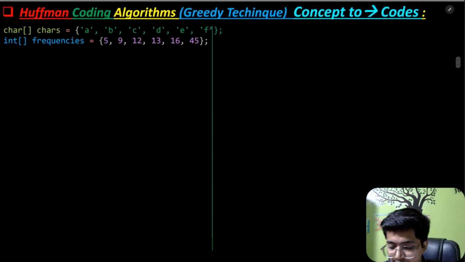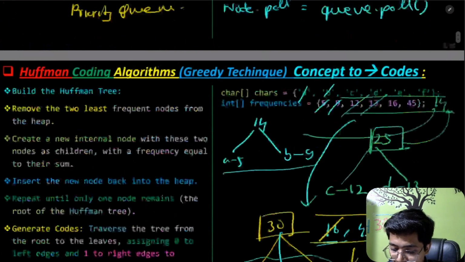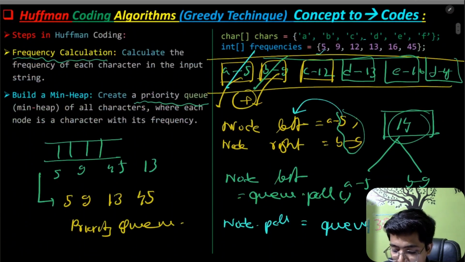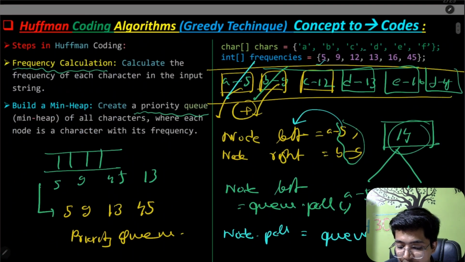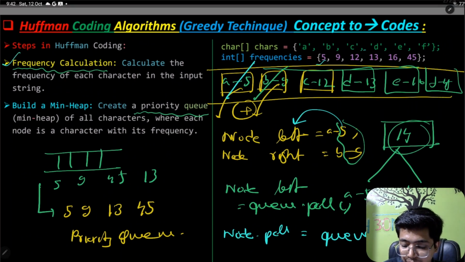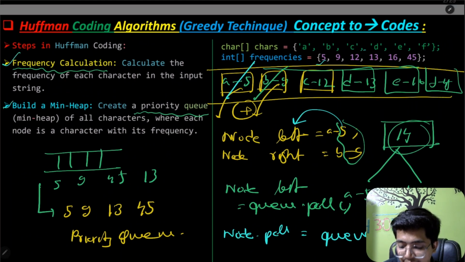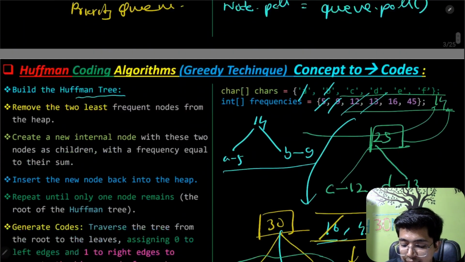So if you observe this, let's study the theory, that is the steps in Huffman coding. Build the Huffman tree. This is how we can build it. First step, we will be calculating the frequency. In the second step we will be building a minimum heap, a priority queue where we will be storing all the elements. So this is building a minimum heap, that is the second step.